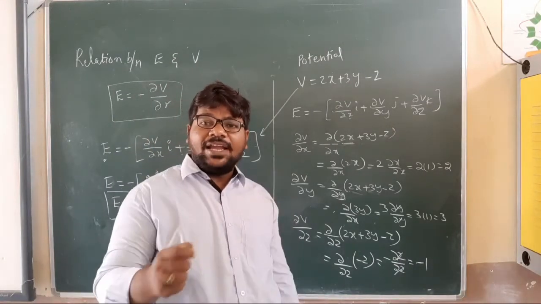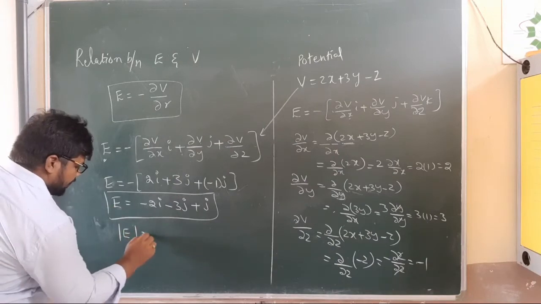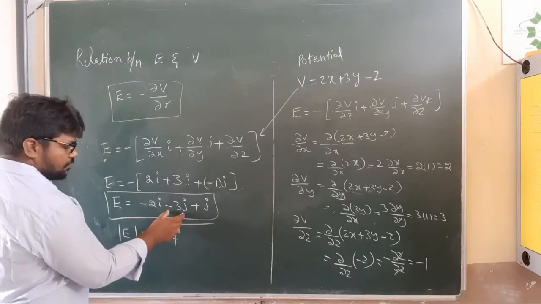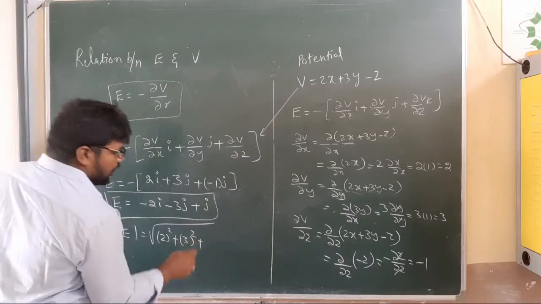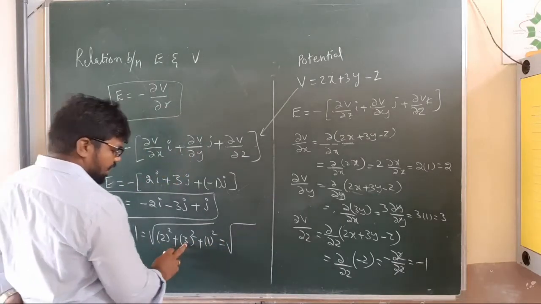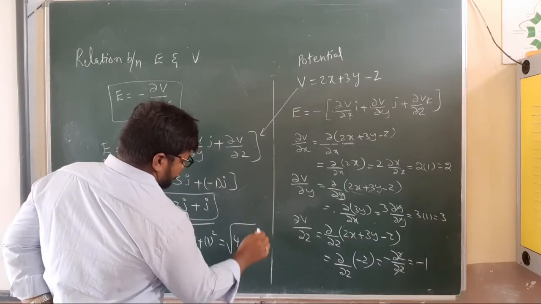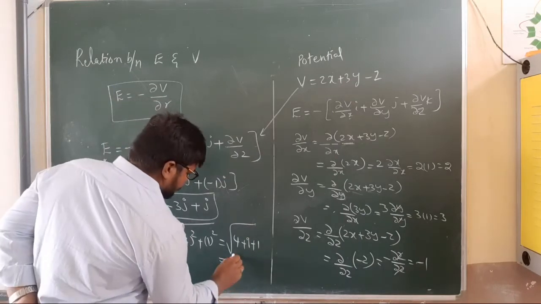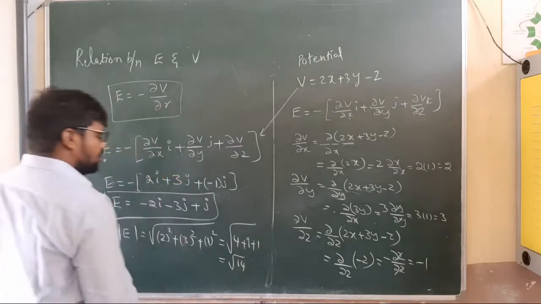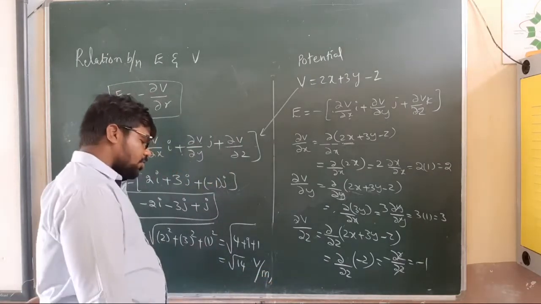If we have to find the magnitude of the electric field, we know that modulus of E is equal to the square root of the square of the coefficient of i, 2 squared, plus the square of the coefficient of j, 3 squared, plus the square of the coefficient of k, 1 squared. That is 4 plus 9 plus 1, which is 14. So the value is root 14 volts per meter.